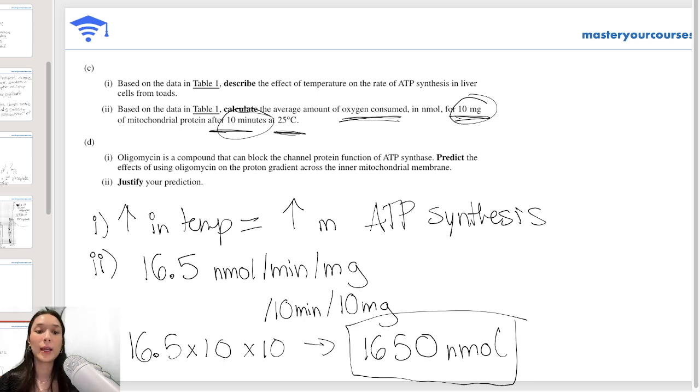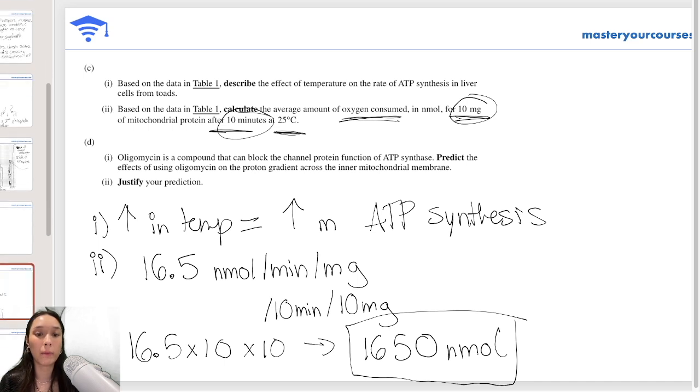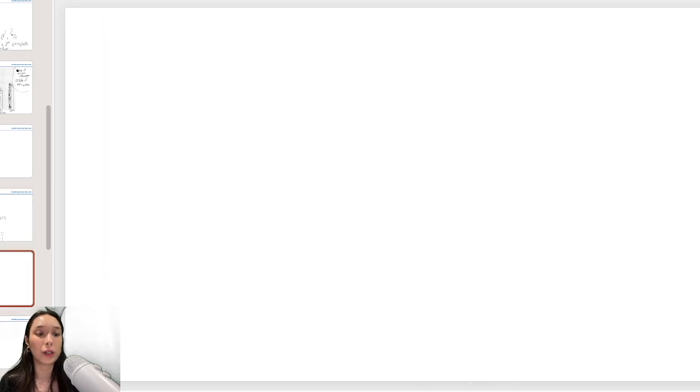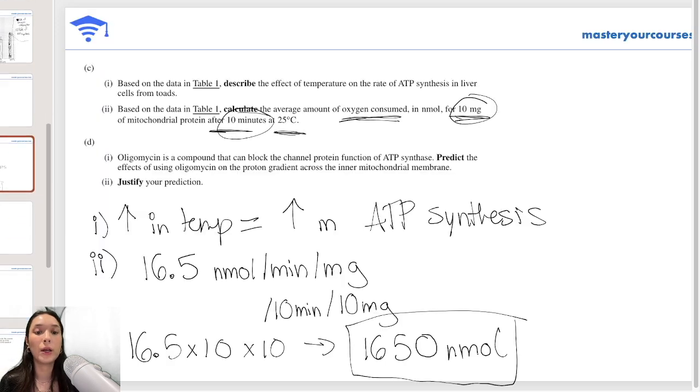Okay. Now, for the last part of this question, part D, the first part says oligomycin is a compound that can block the channel protein function of ATP synthase. Predict the effects of using oligomycin on the proton gradient across the inner mitochondrial membrane. So this one, again, is more of a theory question. I'll add another slide here. So oligomycin is going to block the function of ATP synthase. So it's really important, obviously, that you know about ATP synthase and what the proton gradient does in the mitochondrial membrane, and then you have to justify it.